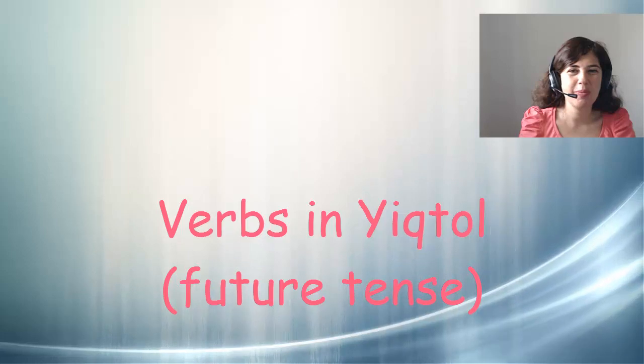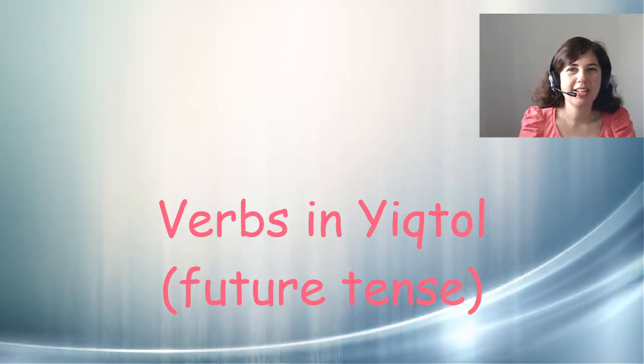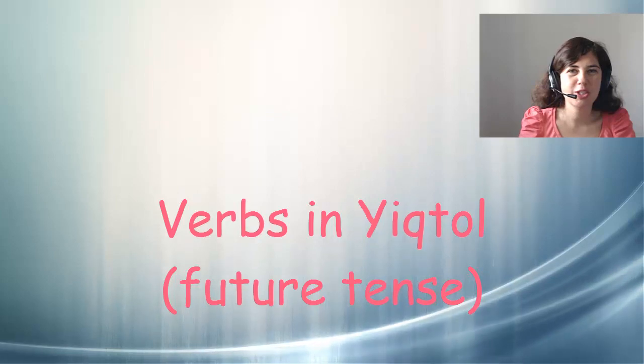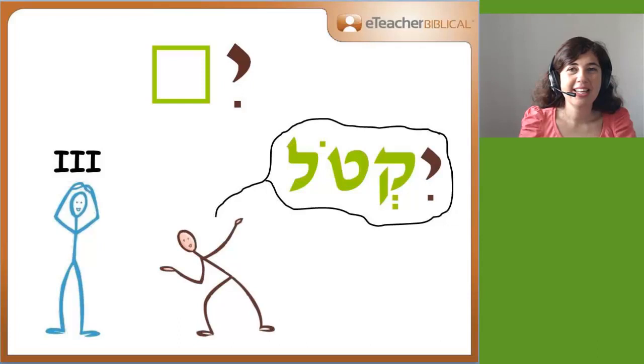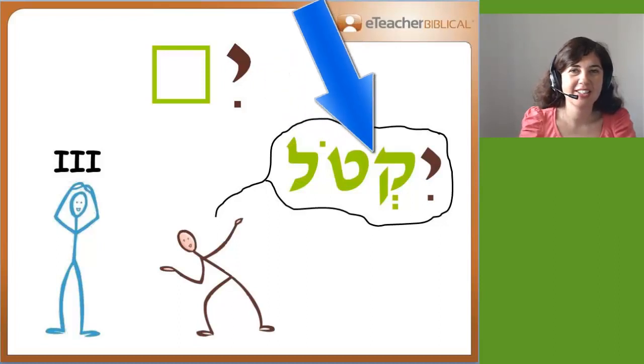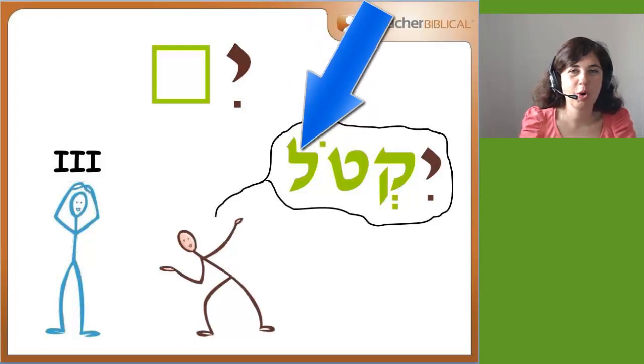Today our topic will be verbs in yiqtol. We will deal with Unit 24 from Course A. The yiqtol verb is what we say, just in general, the future tense. This yiqtol form is formed with the prefix yod and chirik, yi, and then under the first root letter a silent shva, and finally a cholam between the second and third root letters.